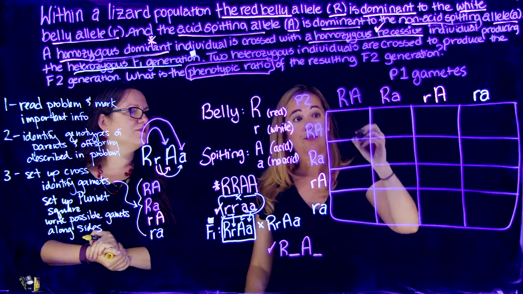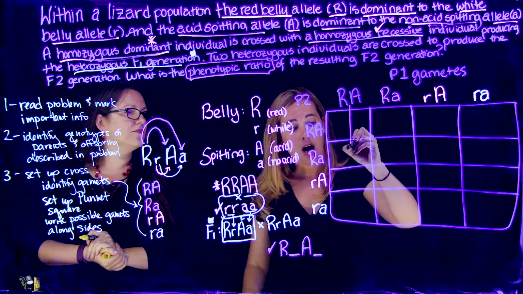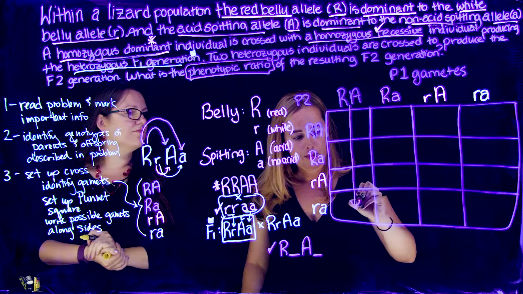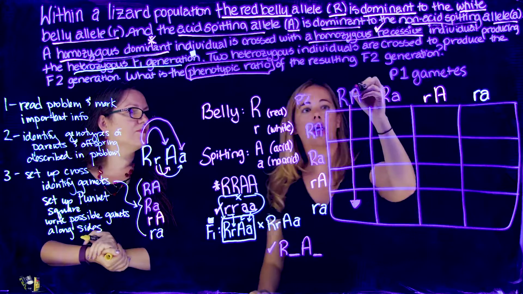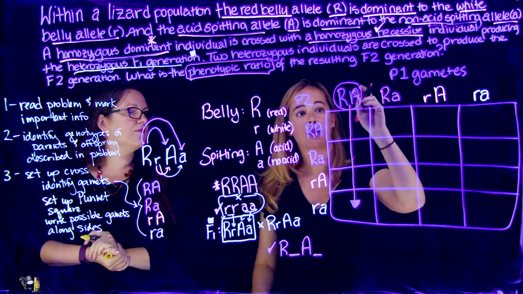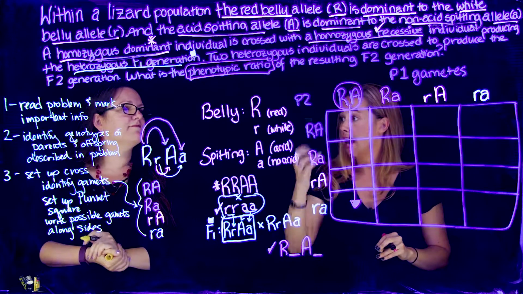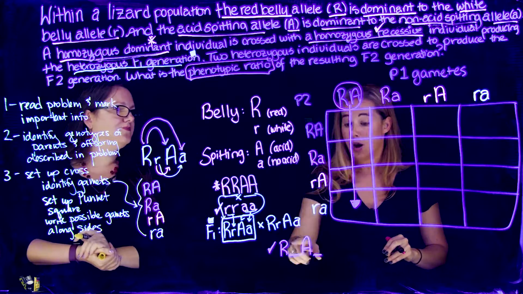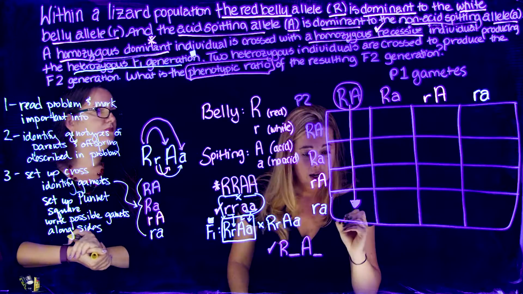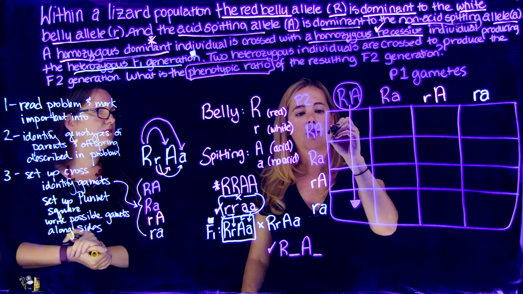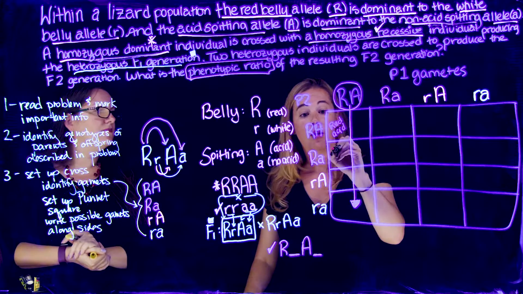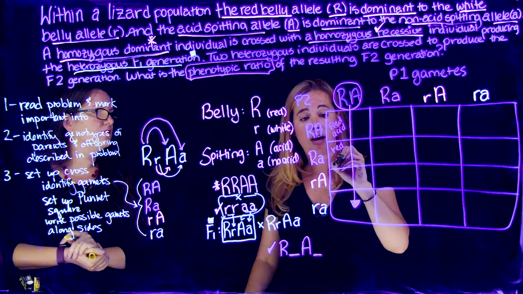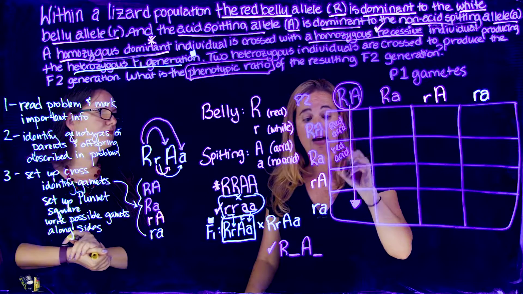What does that tell me? It tells me this entire column fits that requirement based on this gamete. This gamete is bringing a capital R and a capital A. Right. So I know that everybody here is going to end up being, and I'm going to put red acid, right? Doesn't matter what's going on with the other guys, it's going to be a red acid because it has that.